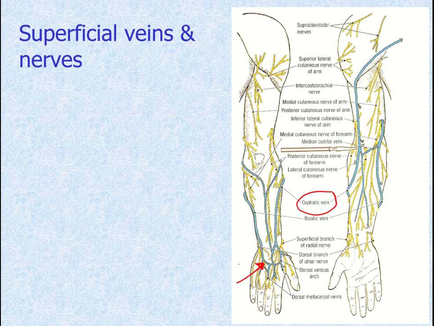Then from the ulnar end or the medial end of the dorsal venous arch, another vein starts, which is called the basilic vein. You can see the name here, basilic vein. It runs along the medial border or the ulnar border of the forearm. Then these are the two veins. These veins are united by another important vein called the median cubital vein. You can see the name here. This is an important vein because when you want to give injections, sometimes you use this vein, and when you want to draw blood especially, this is the favorite site for drawing blood.